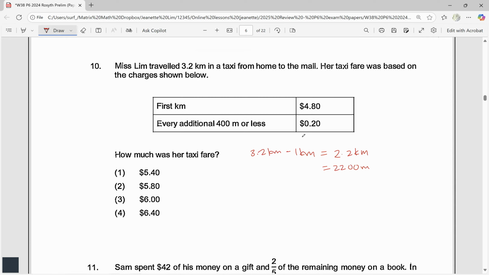Okay, is it every additional 400 meters or less is 20 cents? So how many sets of that do we get? So 2200 divided by 400. I'll get 5 groups of that. There is a remainder of 200. And this 200, I will have to count it as another set of 20 cents. So total, 6 times 20 cents.